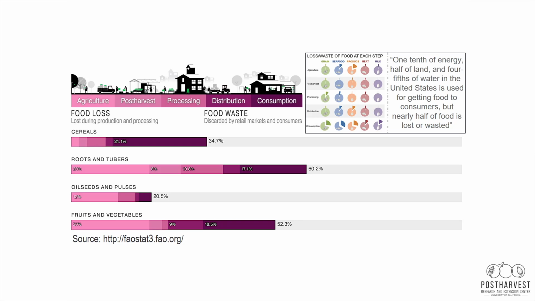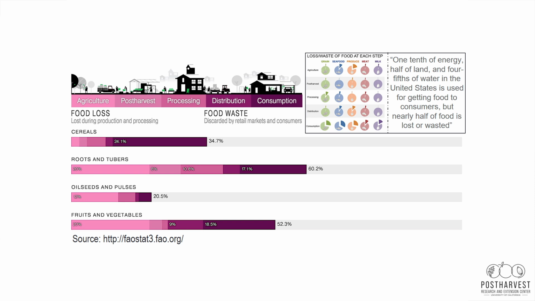And this is important because, as you can see here, where I'm saying 1/10 of the energy, half of the land, and 4/5 of water in the United States is used for getting food to consumers, but nearly half of the food is being lost and or wasted.